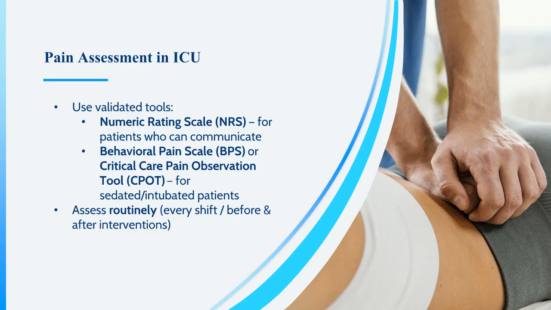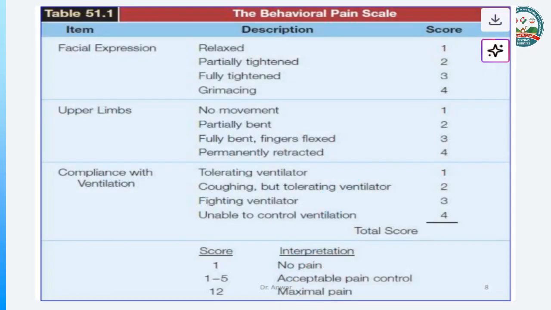Regular and accurate assessment is the first step to effective pain management. This is the Behavioral Pain Scale, which is one of the most commonly used tools for assessing pain in intubated or sedated ICU patients. It looks at 3 behavioral indicators: facial expression, upper limb movement, and compliance with ventilation. Each category is scored from 1 to 4, with a total score ranging from 3 to 12.